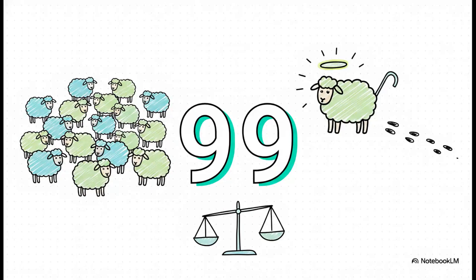This intense theme of valuing the lost over the established continues right into chapter 15. The text focuses heavily on things that are lost and then found. It explicitly states that a shepherd will leave 99 sheep out in the open country just to relentlessly go after the single lost one. The author boldly claims there is more rejoicing in heaven over one single sinner who repents than over the 99 righteous persons who don't need to repent. The inversion of what is considered valuable here is absolute.